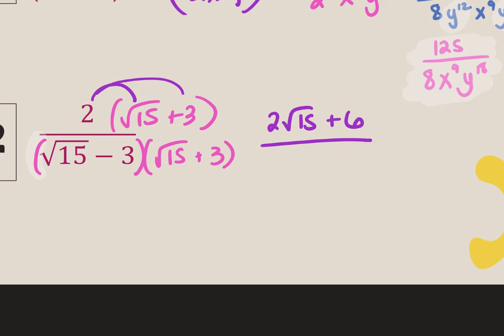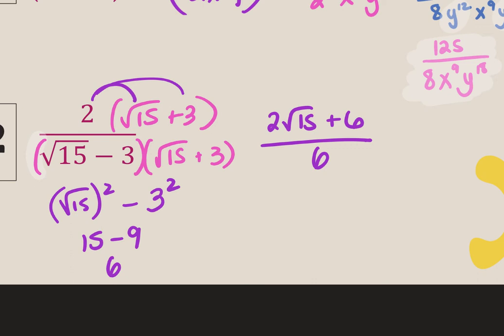In my denominator, you have two choices. Multiply that out, FOIL it out, and see what you get, or use your shortcut. Those are opposites. So the shortcut is square the first one minus square the second one. The square of the square root of 15 is just 15. The square of 3 is 9, and this is 6.